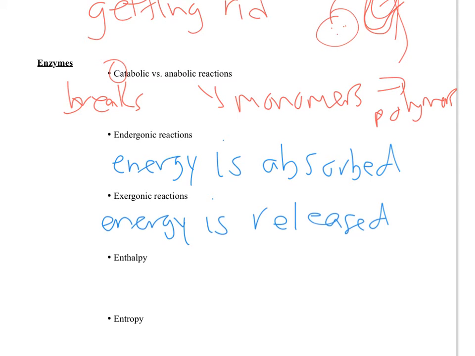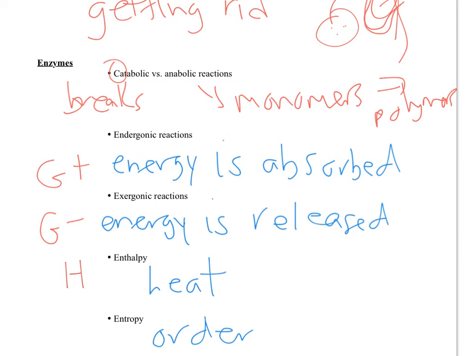Okay, the next two terms are opposites, endergonic reactions and exergonic reactions. Endergonic reactions is when energy is absorbed, so you're gaining energy. That means your free energy, which is abbreviated as delta G, or G, is going to be positive. And in exergonic reactions, energy is released, so your free energy goes lower, so your G is going to be negative. Okay, the next two, enthalpy is a measure of the heat in a reaction or in a system, and that is abbreviated H. And then you have entropy, which is a measure of the order of a system, and that is represented by S.